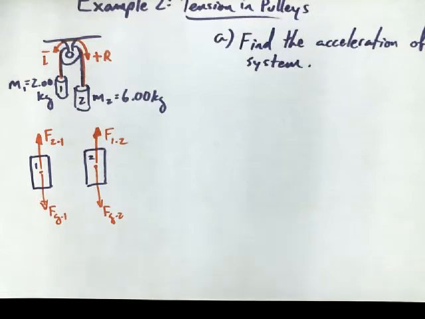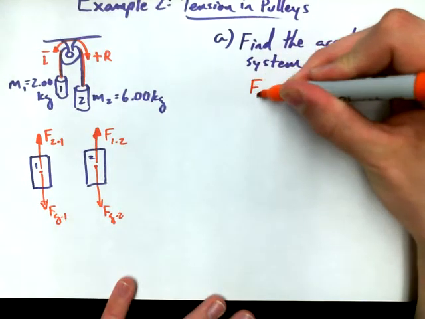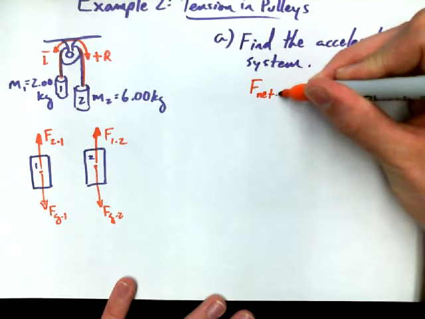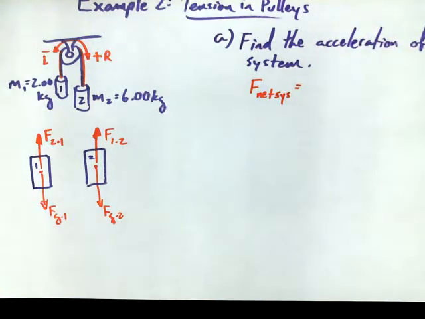So now I'll get back to my question. Find the acceleration of the system. Now what we said before was we should really find the net force acting on the system. So I'll call it F net for the system, or I could just call it F net. How could I figure out the net force acting on this system? Or what's going to contribute to the net force on this system?